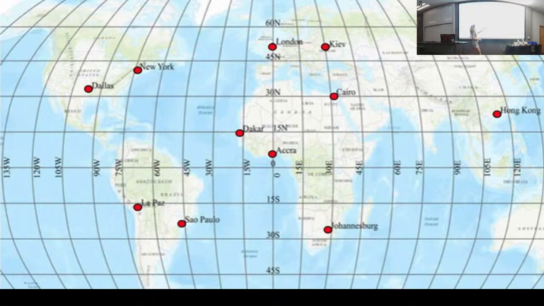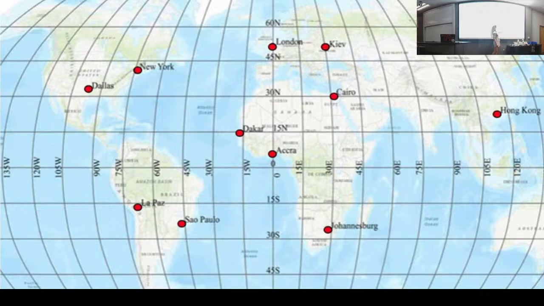Another example is Cairo, Egypt. Here's Cairo over here. And so we're going to find the latitude first. So latitude is our north or south. And it looks like it's just on that 30-degree north line. So for Cairo, I'm going to say the latitude is 30 degrees north.